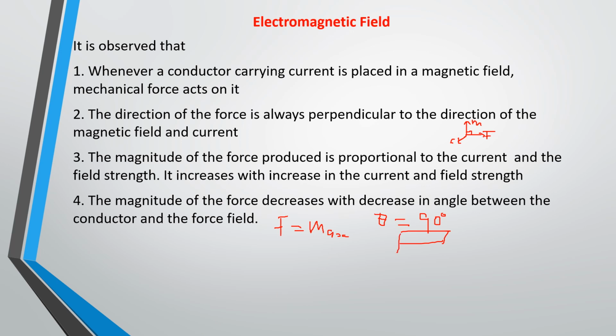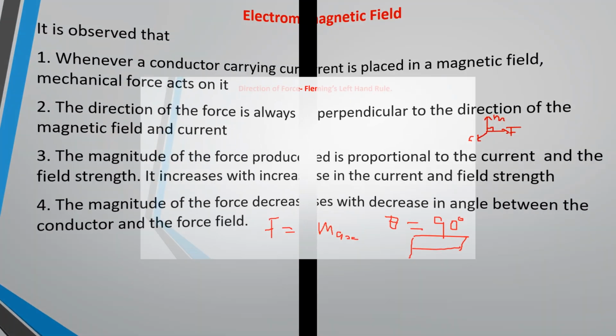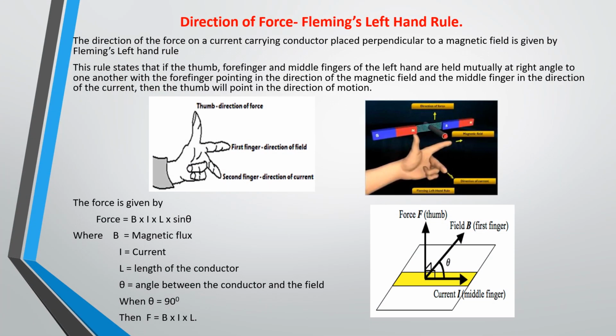All right. So let's go to Fleming's left-hand rule that tells you the direction of the force on a current carrying conductor in a magnetic field. The direction of the force on a current carrying conductor placed perpendicular to a magnetic field is given by Fleming's left-hand rule.